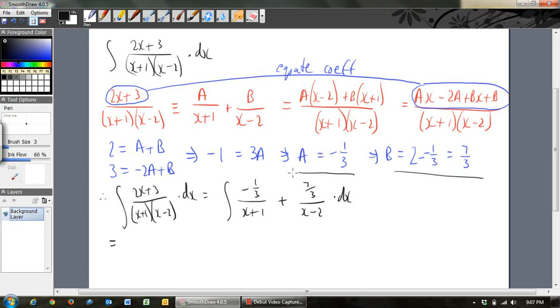This is equal to, we can now anti-differentiate this. This negative 1/3 just hangs out the front, negative 1/3, and the anti-derivative of 1 over x plus 1 is log base e of x plus 1, like that. And this here is plus 7/3 log e of x minus 2 plus c. Now that is your answer.